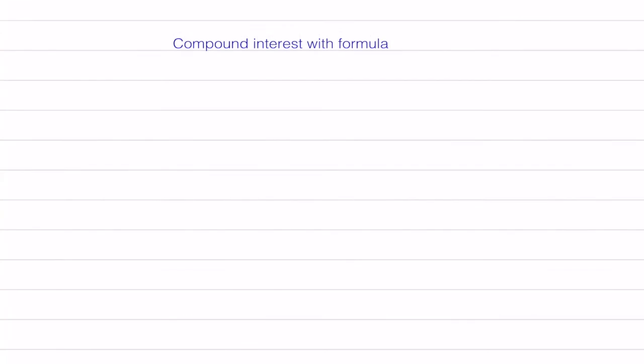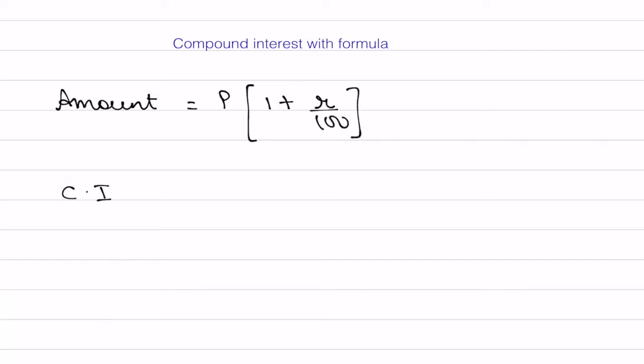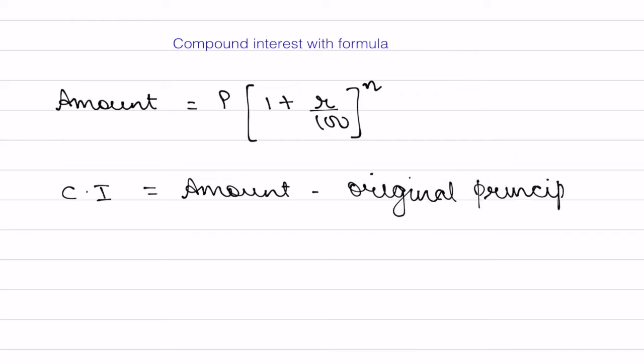So for that you need to again remember the two formulas. First, the formula of amount, and second, the formula for compound interest. Amount is principal into 1 plus r upon 100, where r is the rate, raised to the power n or t. The compound interest formula is the same that we used in the previous exercise: amount minus original principal. So by using these two formulas, straight away we can find out the compound interest and the amount.